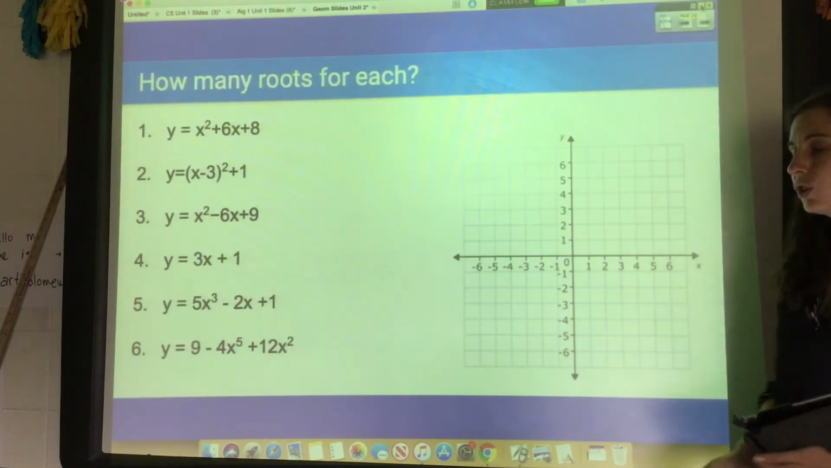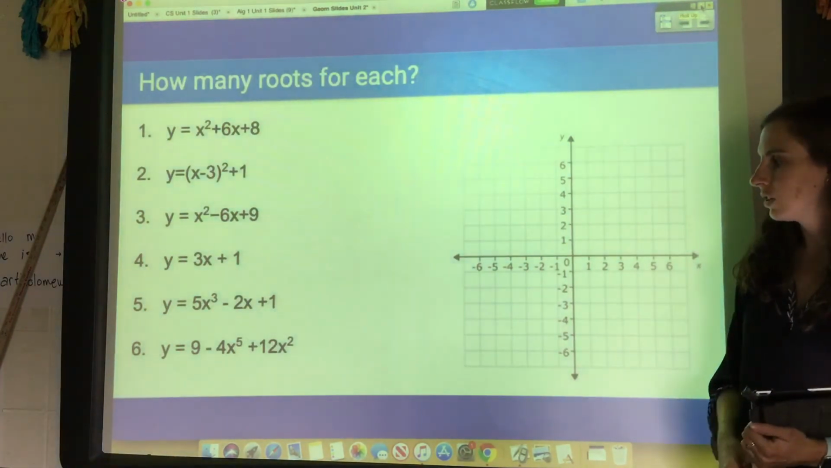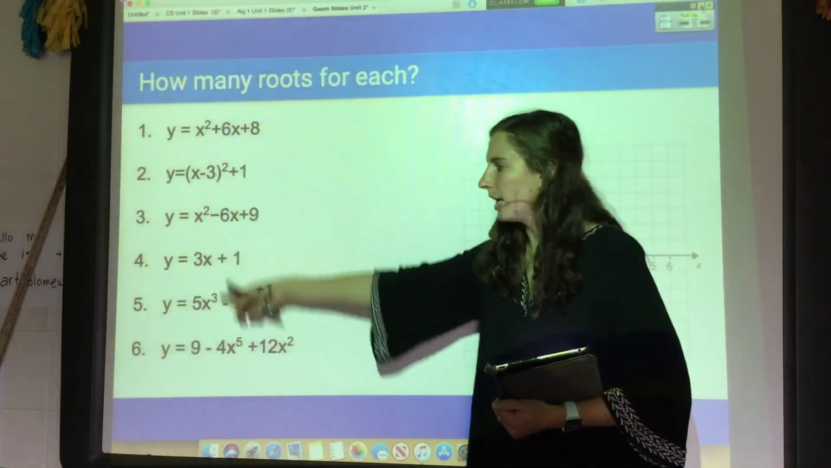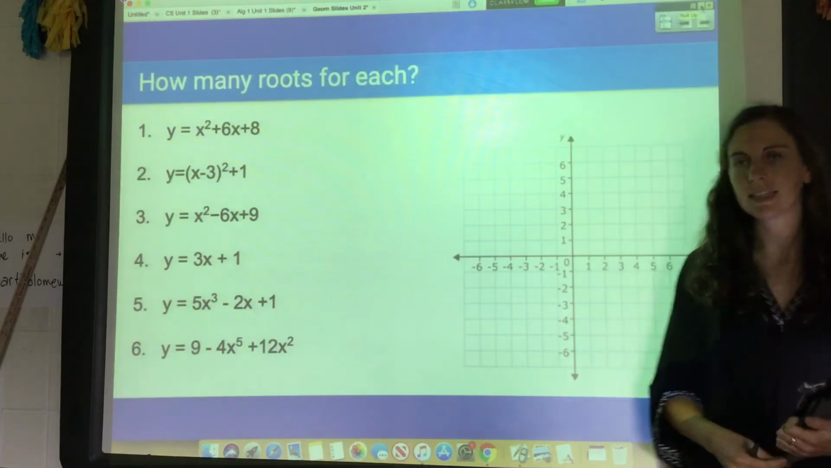So again, the degree gives you the number of roots. So pause the video and try each of these. How many roots do each of these have?